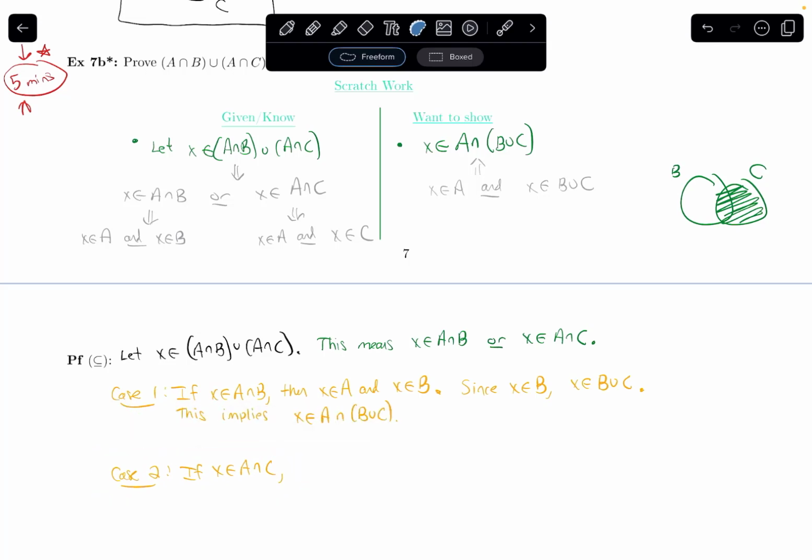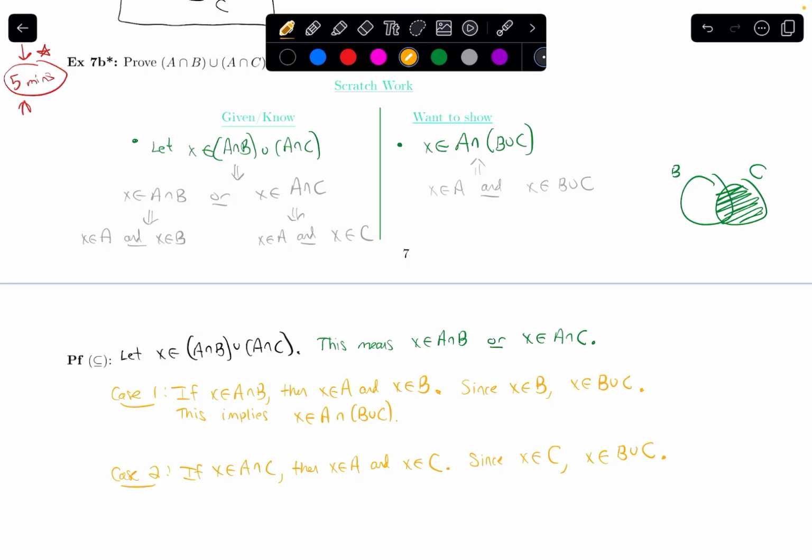Case 2 is really similar. Because X is in this intersection, then that means X is in the first thing, A, and X is in the second thing, which is C. And now I'm just following the track that we did here to get to what it is that I want to show. Well, I already know X is in A. The X being in the union follows since X is in C, it's automatically going to be in the union. X is definitely then going to be in the union of B or C, because that means X is in B or in C, which is definitely true if X is in C.